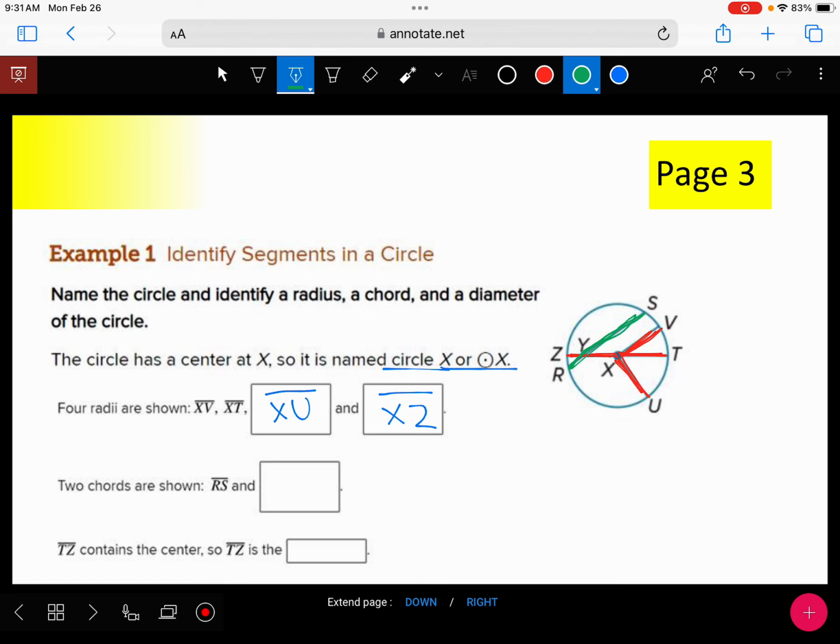Can anyone tell me another chord on our circle? The only other chord that we have? ZT, exactly. Point Z is on the edge of our circle. Point T is on the edge of our circle. So that line is going to be a chord right there. The way we would write that, the 2 points that get connected, Z and T, and then an overline, which tells us that that's a line segment. Line segment ZT.